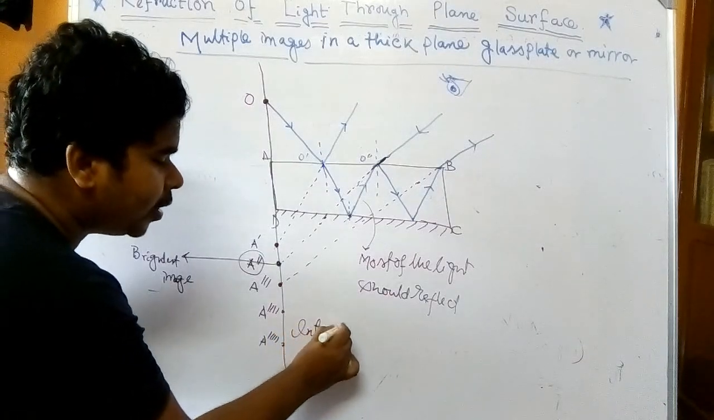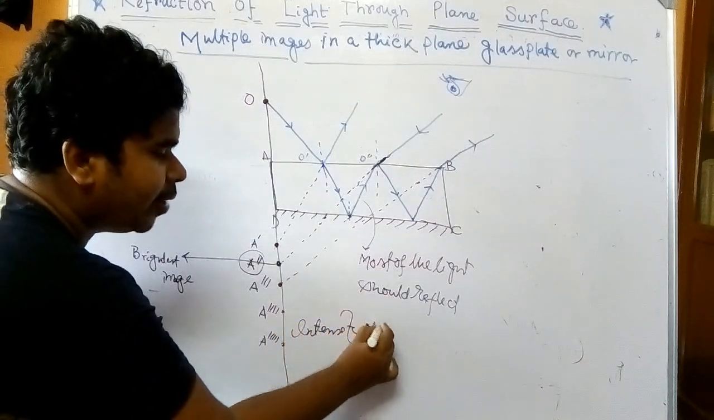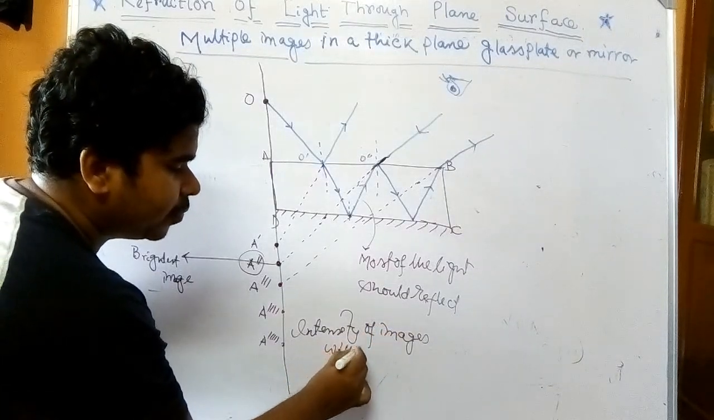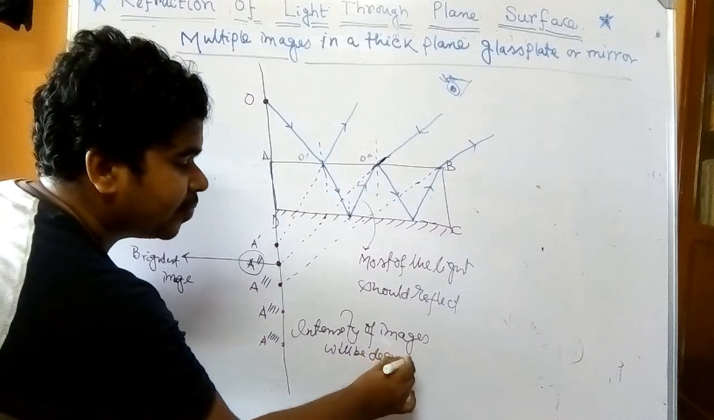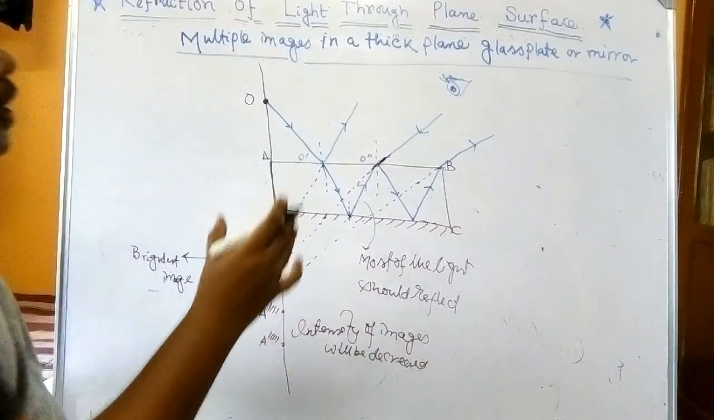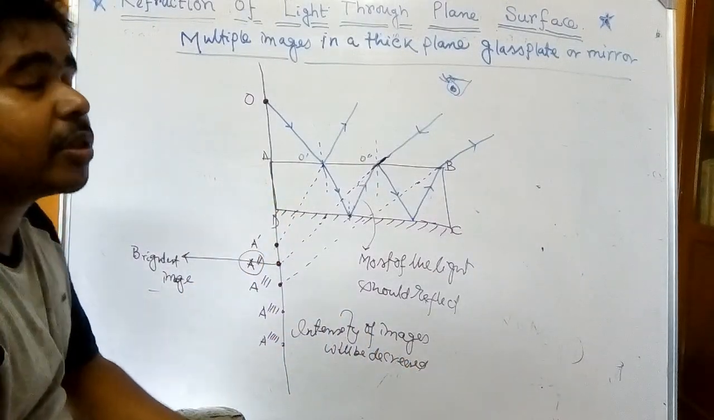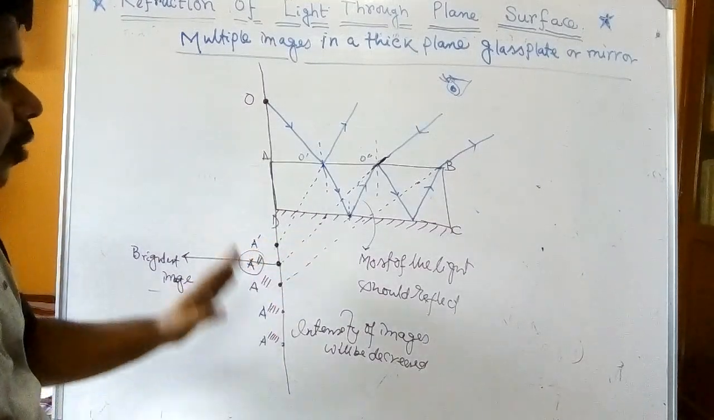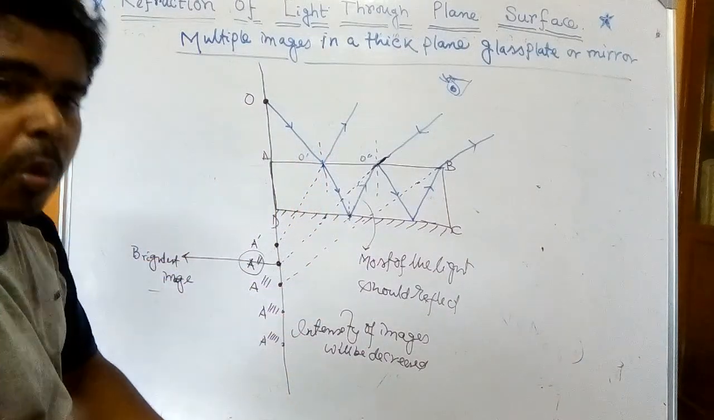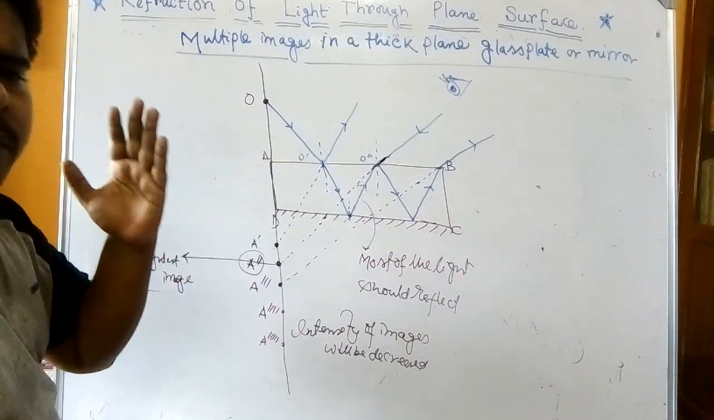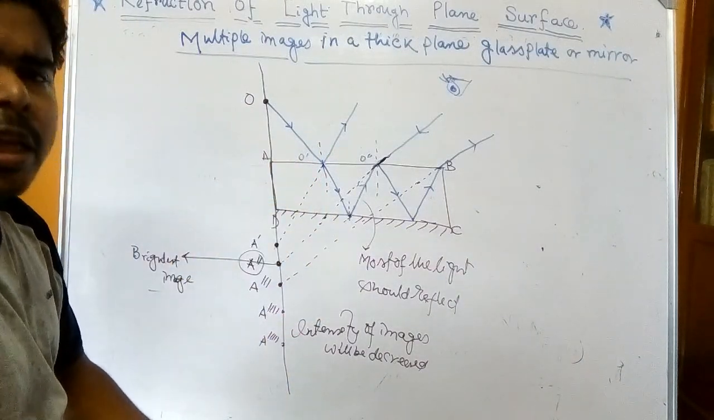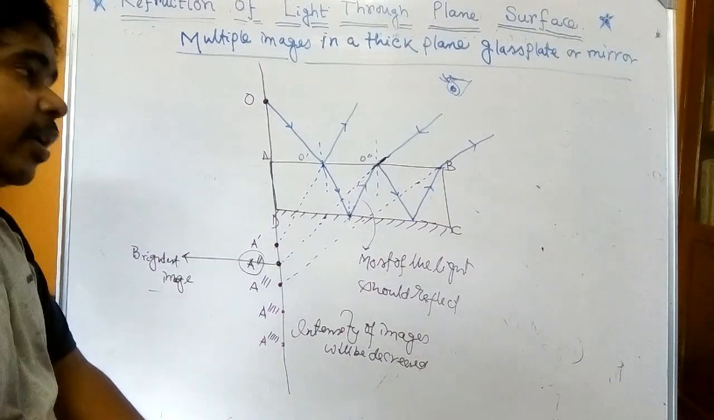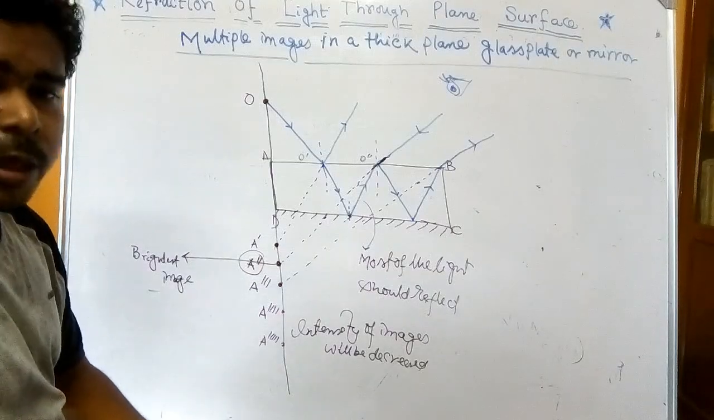The intensity of images will be decreased. So that is how multiple images form in a thick glass plate. That diagram you should practice more. This diagram, I'm definitely telling you, will come in any one of your exams. If the internal exams are taken, these questions will definitely come.